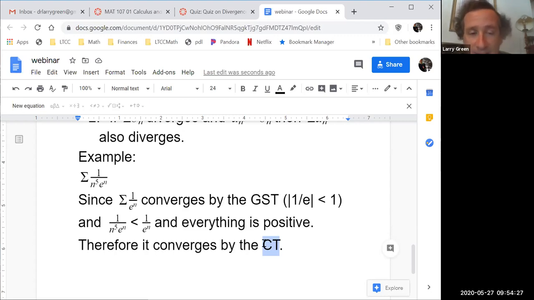Now it's one test that'll allow you to use the other test. You have to cite both of them. And I will take off points if you don't cite the test you're using.